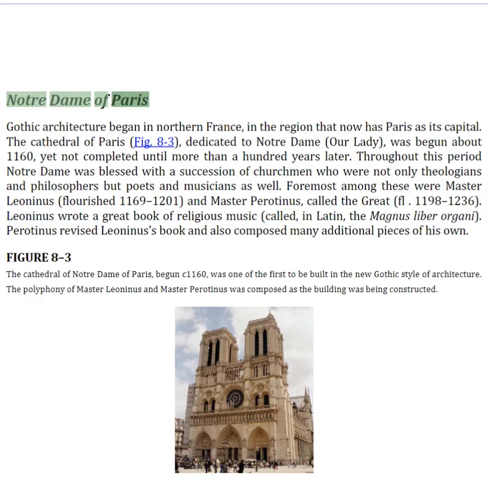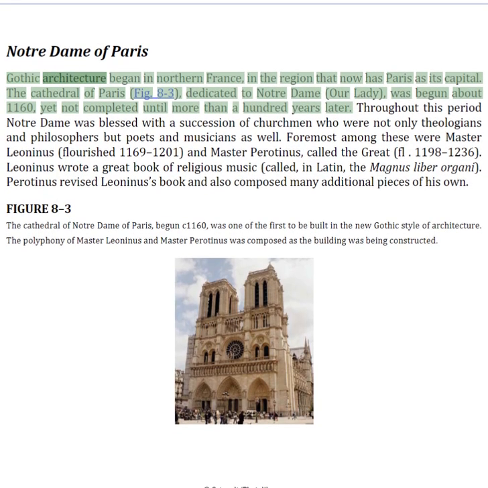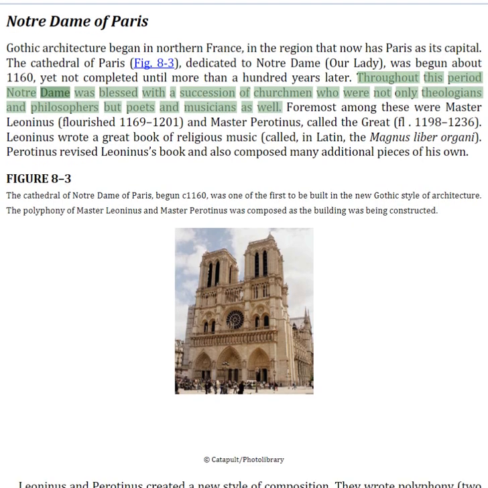Notre Dame of Paris. Gothic architecture began in northern France, in the region that now has Paris as its capital. The Cathedral of Paris, dedicated to Notre Dame, was begun about 1160, yet not completed until more than 100 years later. Throughout this period, Notre Dame was blessed with a succession of churchmen who were not only theologians and philosophers but poets and musicians as well.